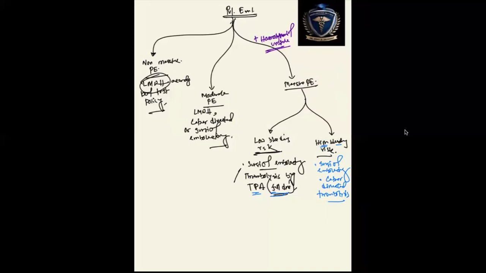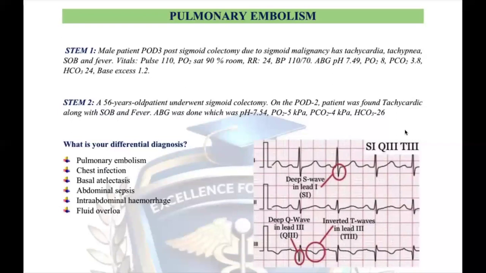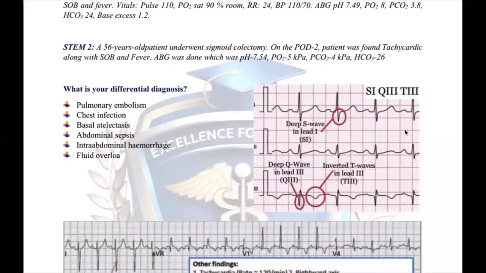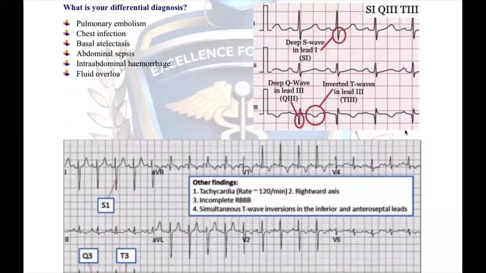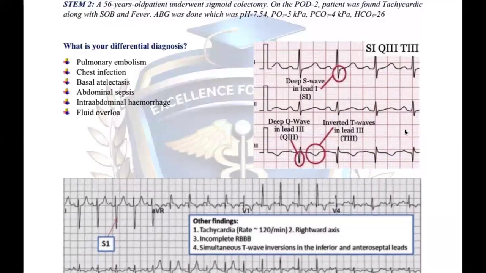So let's go for the stem right now again. What are the differential diagnoses? The differentials are pulmonary embolism, chest infection, basal atelectasis, sepsis, so many things you can go for. What are the ECG changes? Doctor, is it possible for pulmonary embolism to be the first choice in the second or third postoperative day? Because DVT takes about 5 or 6 days to happen.